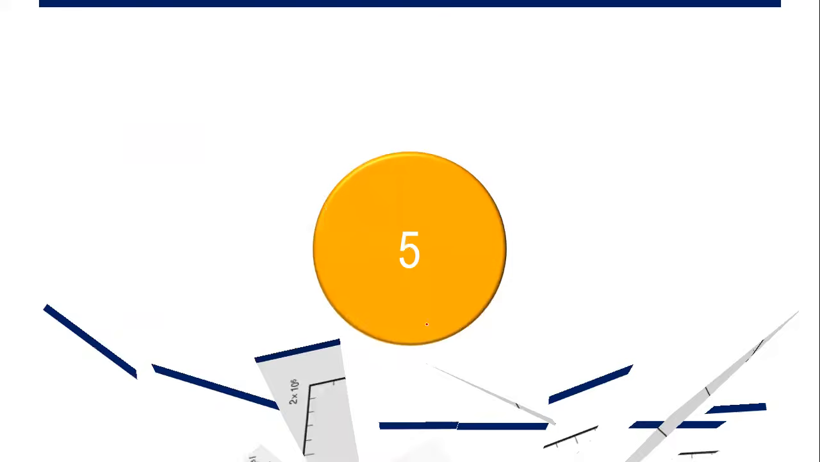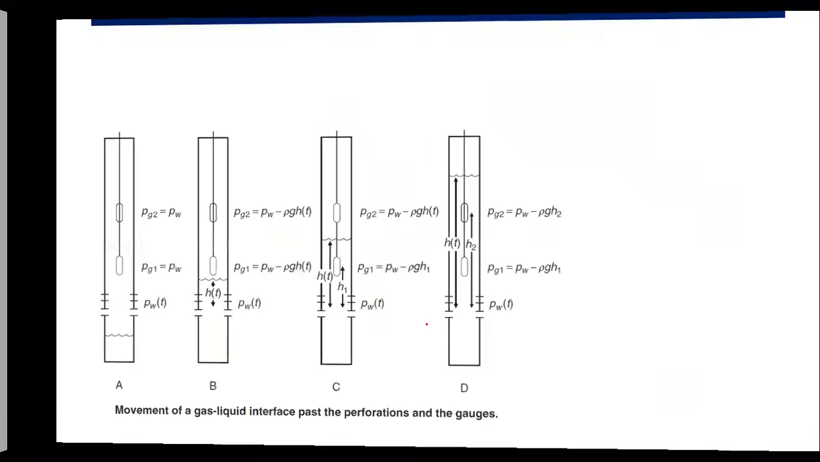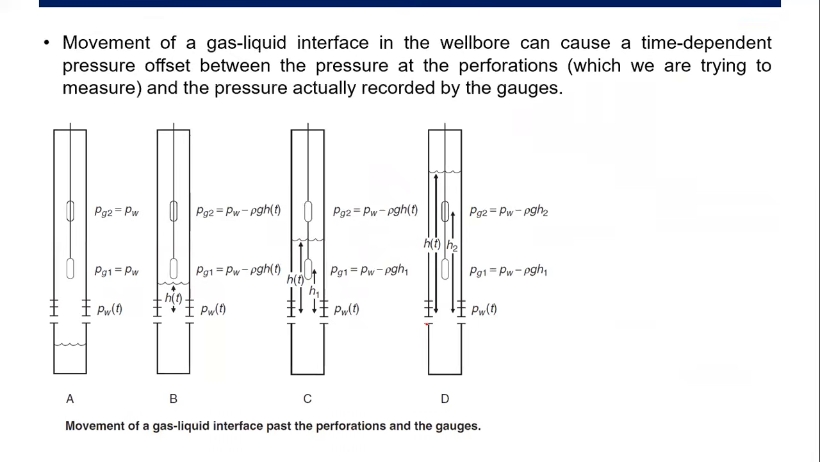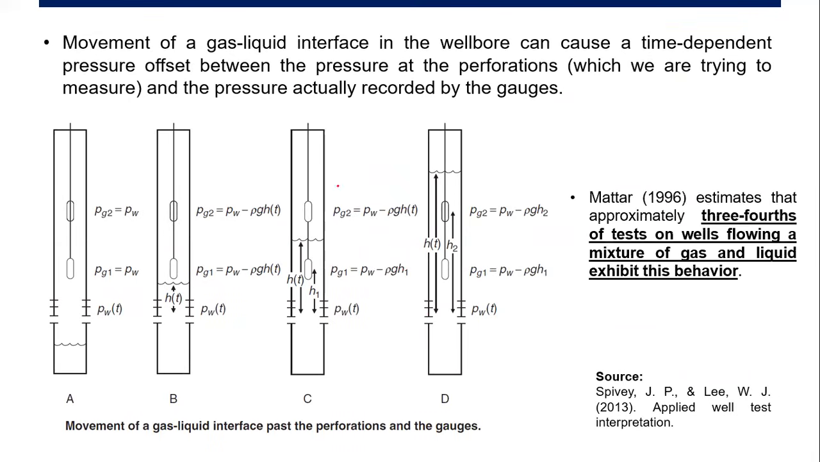All right, the last one. Okay. All right. So movement of a gas-liquid interface in the wellbore can cause a time-dependent pressure offset between the pressure at the perforation, which we are trying to measure, and the pressure actually recorded by the gauges.